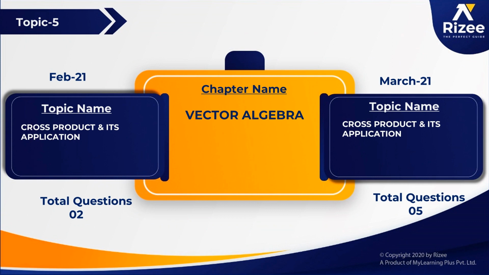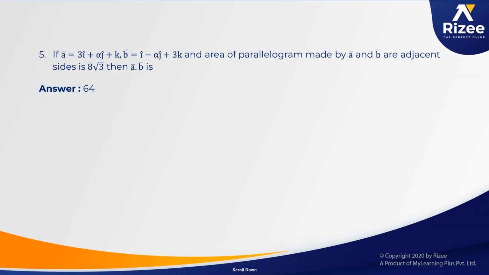The topic name is cross product and its application. In the February attempt, he asked 2 questions. In the March session, he asked 5 questions. Out of these 7 questions, I am explaining 1 question.